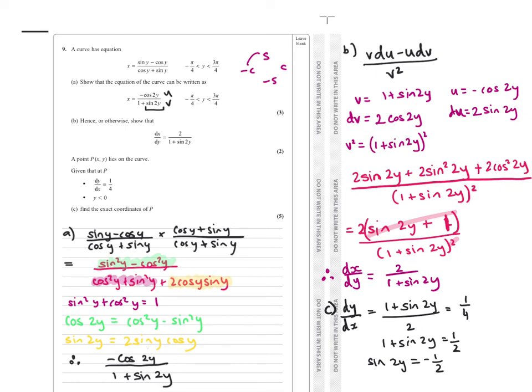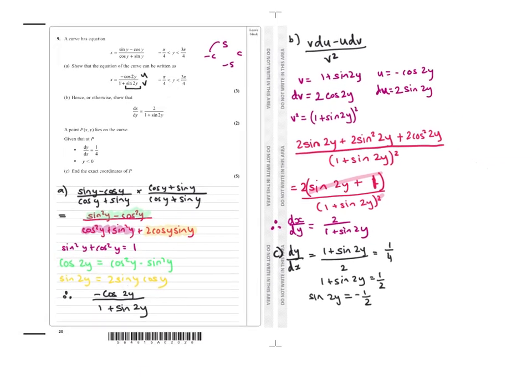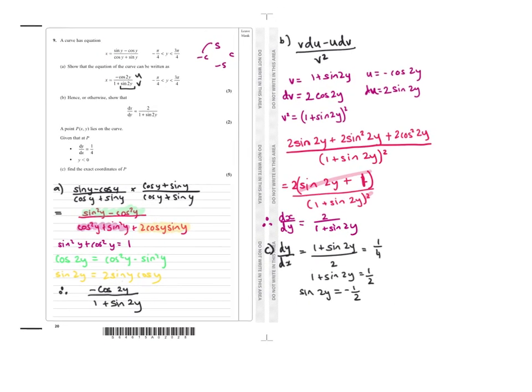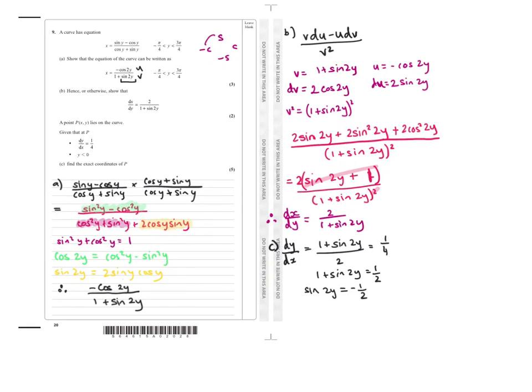So sine of 2y, in fact, equals negative a half if I take away 1 from both sides. Now this part is the interesting part. First of all, if we did the inverse, I get 2y equals sine to the minus 1 of minus a half, which is minus pi over 6.